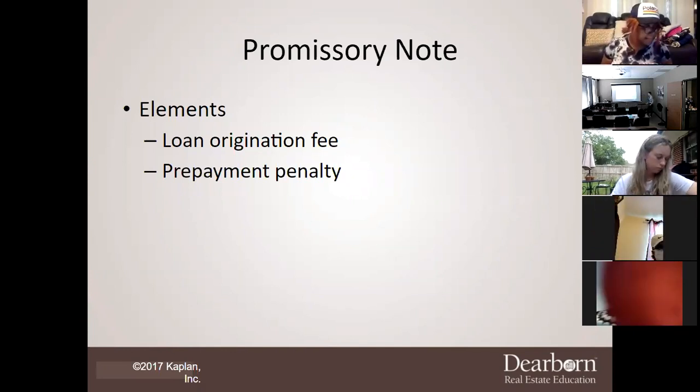Now, prepayment penalty fee, the Biden administration actually did away with that. Not Biden, Obama. Oh, Obama. I was just reading Biden. It's all over the news.